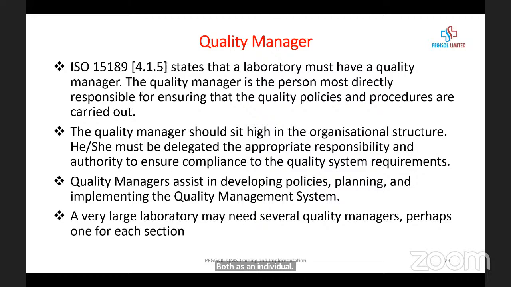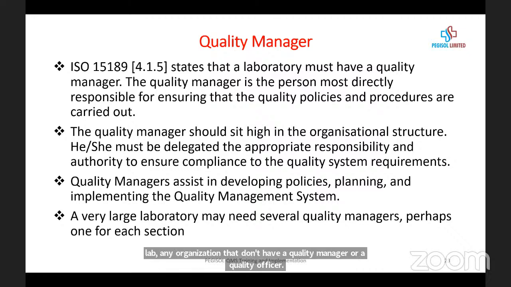Okay, let's look at quality manager. So the laboratory must have a quality manager. Now, hear this categorically for me, and you can quote me anyway. Any lab that does not have a quality manager does not have a quality management system. Any lab, any organization that does not have a quality manager or a quality officer does not have a quality management system. You can quote me anywhere.